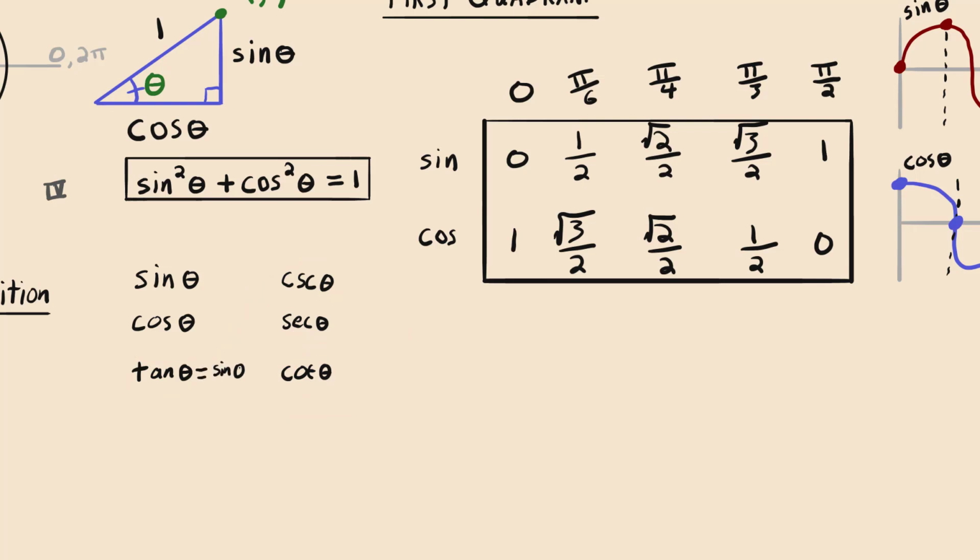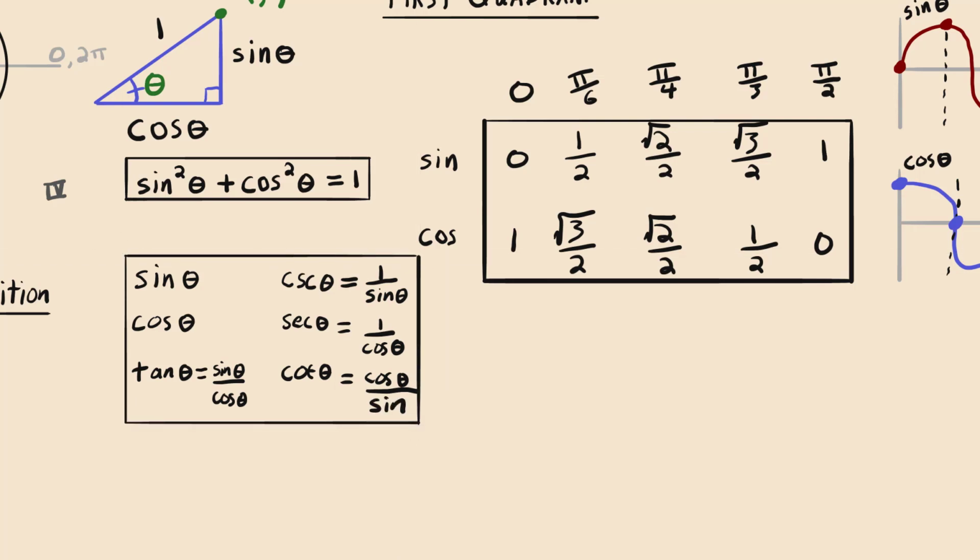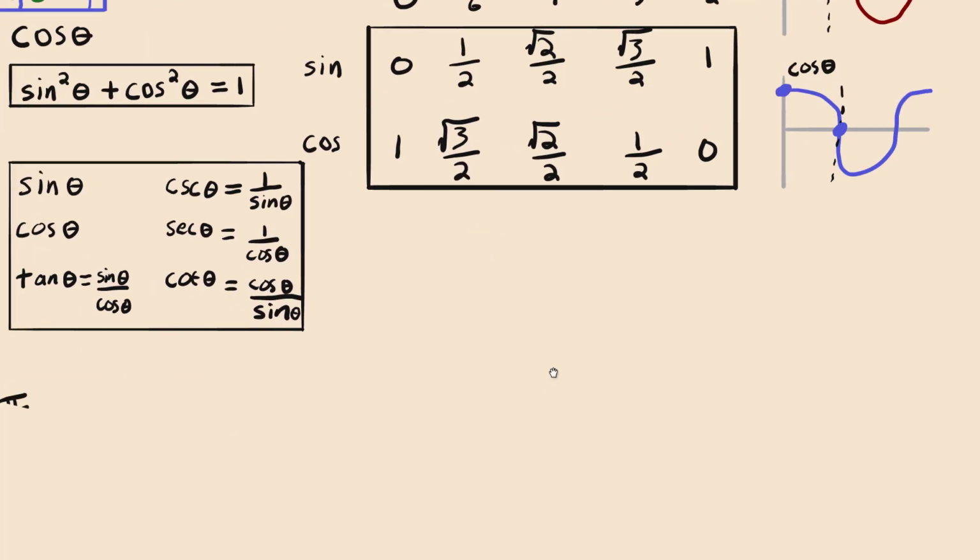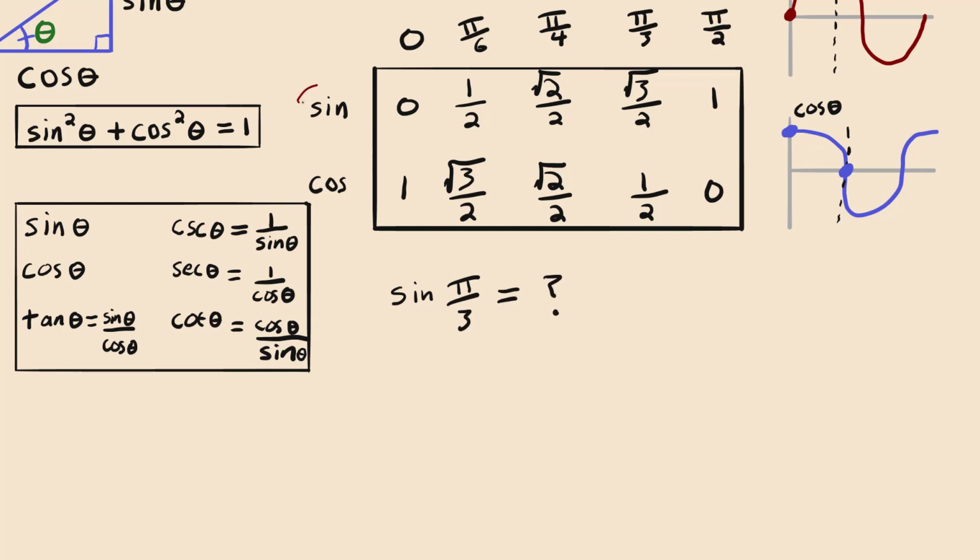So for example, tangent is the same thing as sine over cosine. Cosecant is 1 over sine, secant is 1 over cosine, and cotangent is cosine over sine. So how does this work? If you had sine of pi over 3, you can easily get this, which is root 3 over 2.